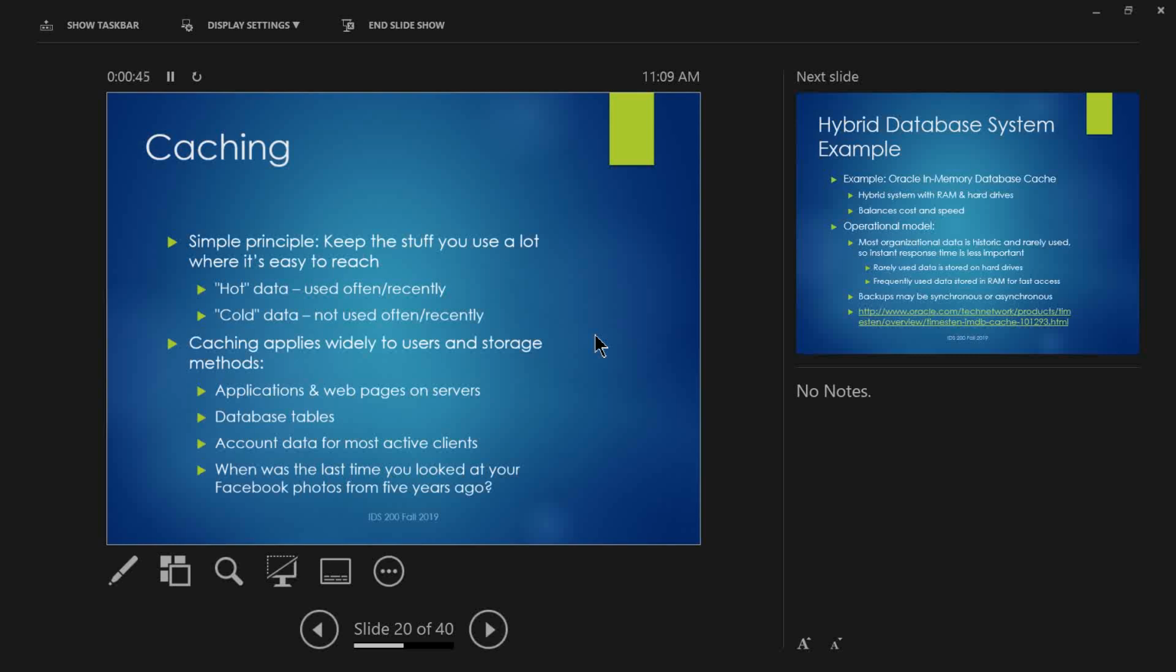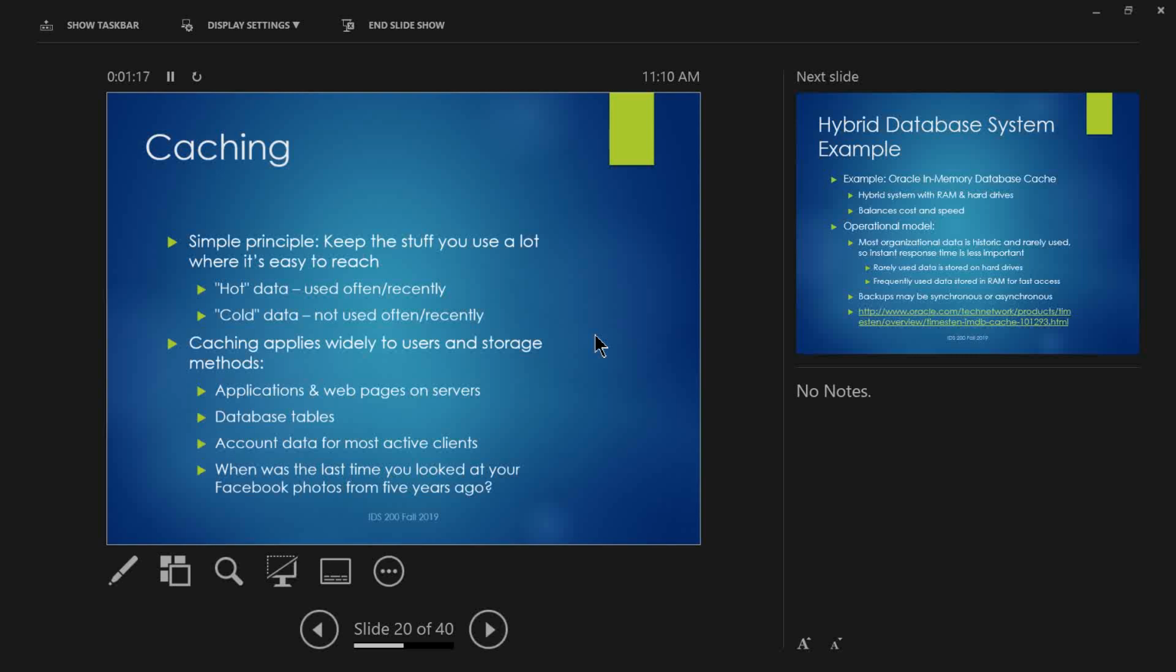Now, caching. Caching is a generic computing term for keeping data where it's easy to get to. I gave the example of a garage, right? Tools that you use frequently, like your screwdrivers, your wrenches, you keep close to the door of the garage. If you use it a lot, you keep it where it's easy to get to. Stuff that you maybe don't use very often, like electrical things, voltmeters, stuff like that.